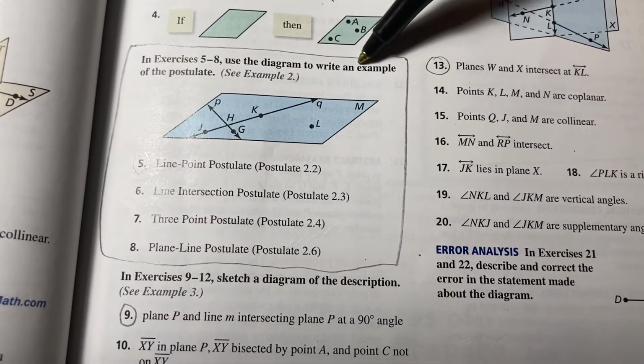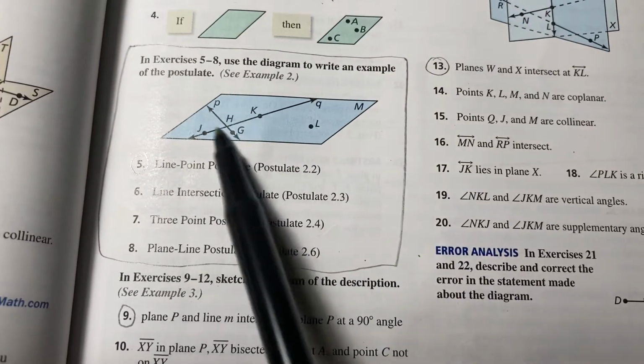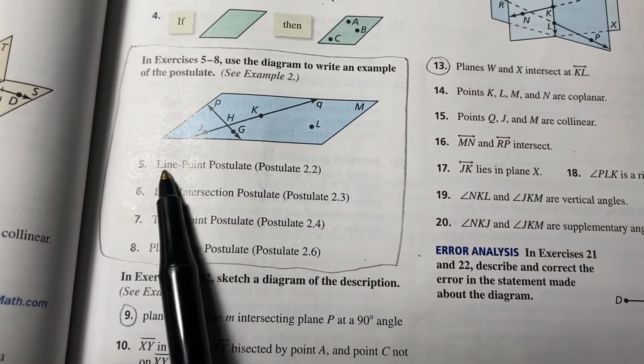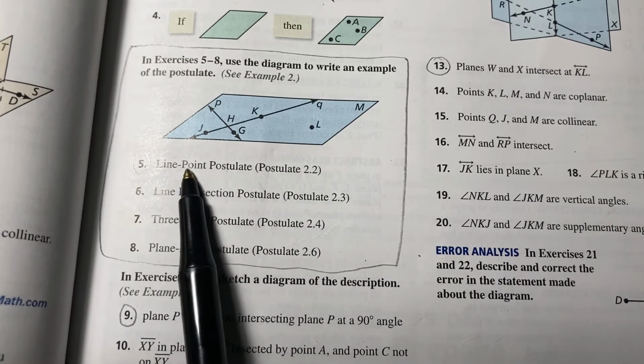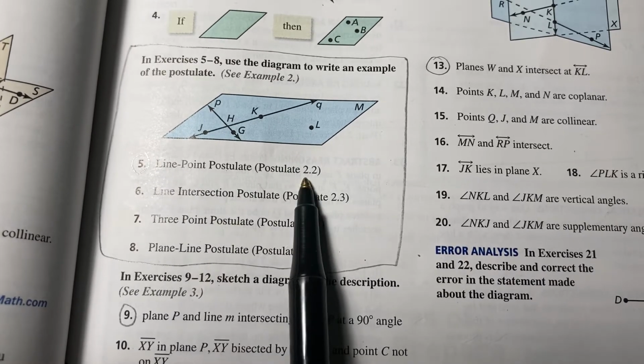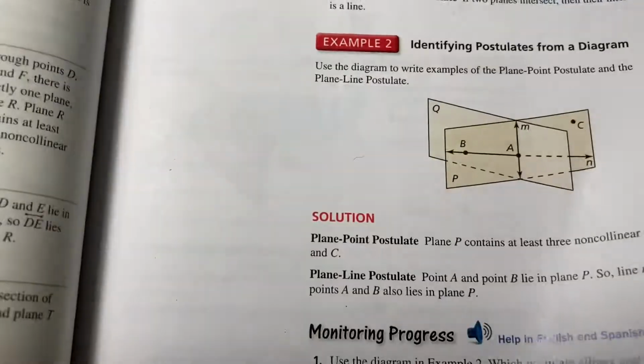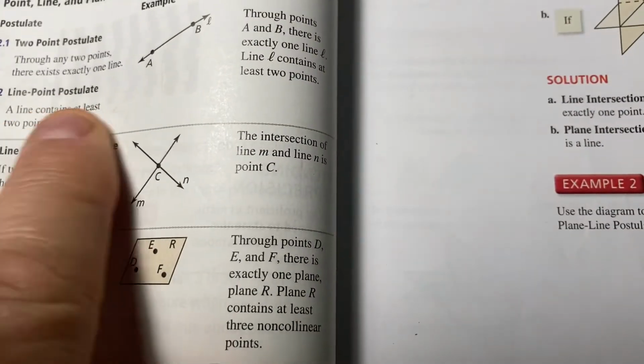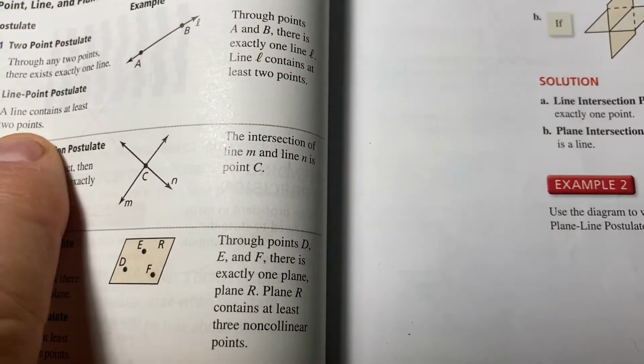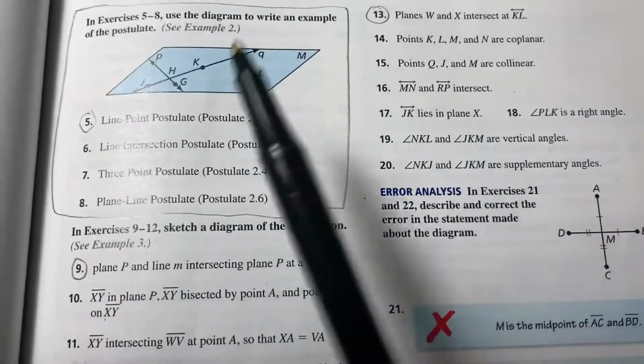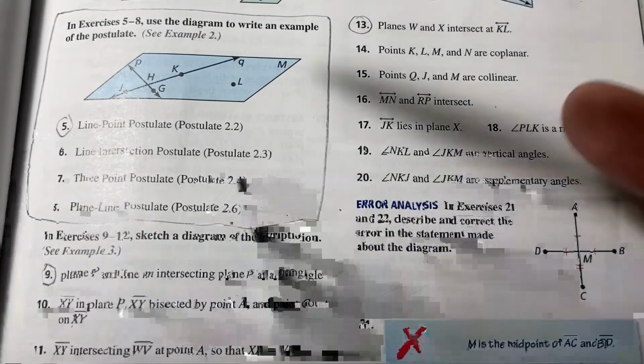Use the diagram to write an example of the postulate. So we're going to use this diagram. And number 5 says line point postulate, which just happens to be 2.2. So 2.2 states a line contains at least 2 points. So in this diagram, we want to find a line that contains at least 2 points.